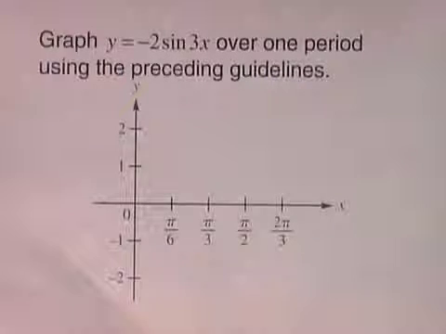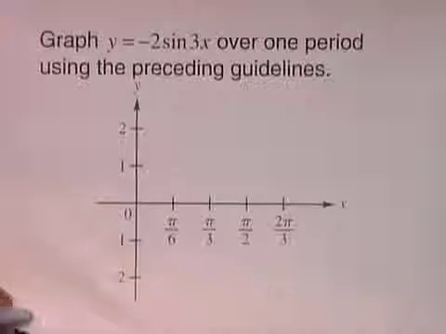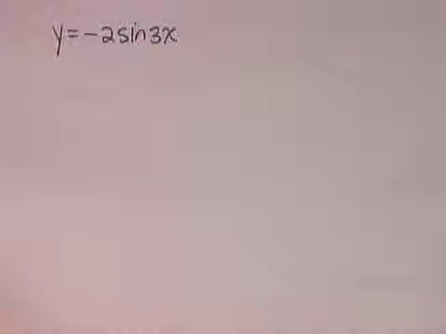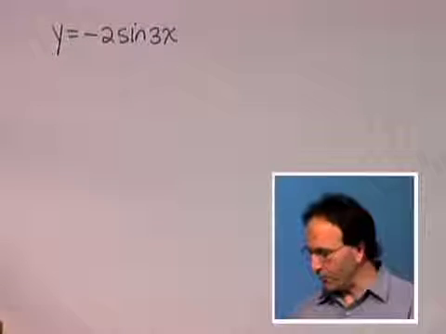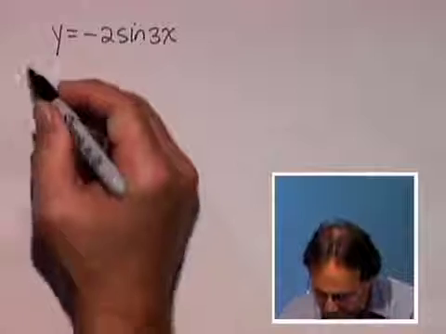In this example, we'll be graphing an equation of the form y equals a sine bx. Graph y equals -2 sine 3x over one period using the preceding guidelines. So let's look at what that means. We have the equation y equals -2 sine 3x. Now, step 1 is to find the period.